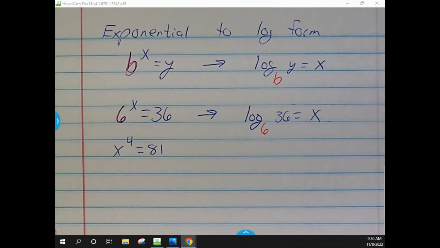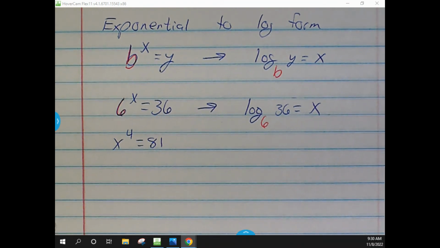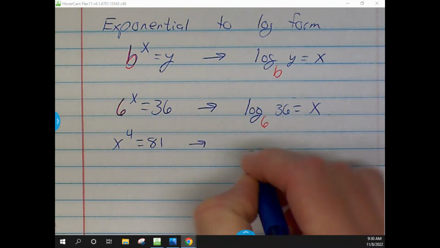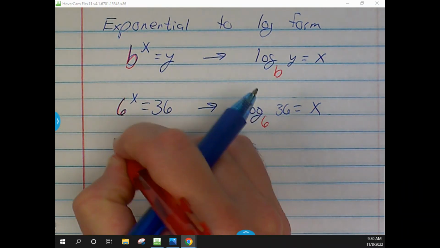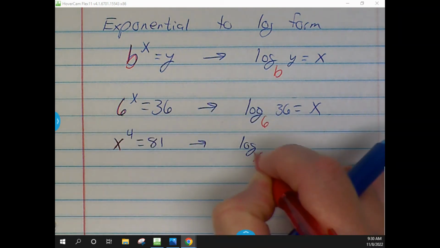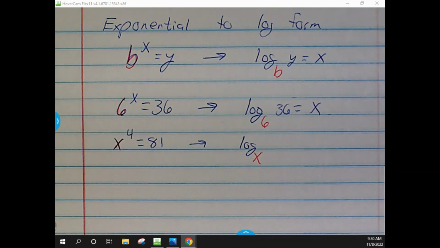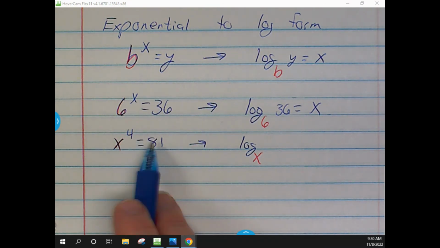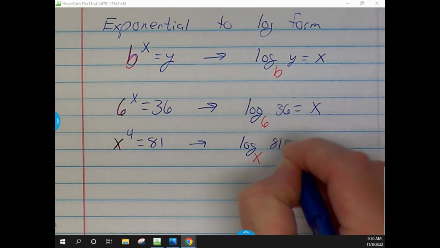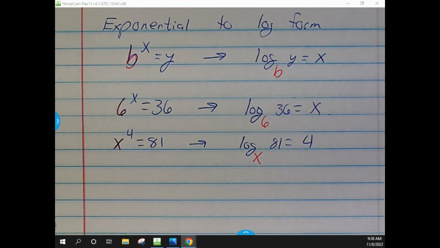So let's say you have x to the 4th equals 81. And again, you rewrite it in log form. Okay, the base is x, right? So the base there will also be x. And then technically these are your x and y values. So for these two numbers here, we're going to switch these two numbers. The 81 will go there, and then the 4 goes there.